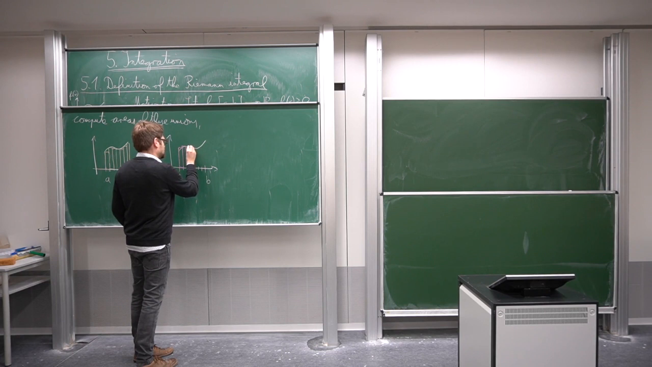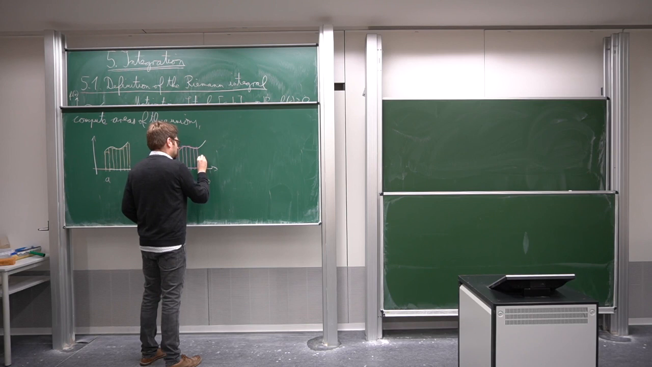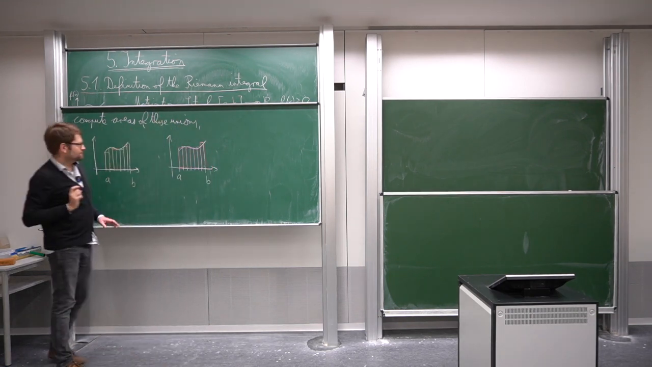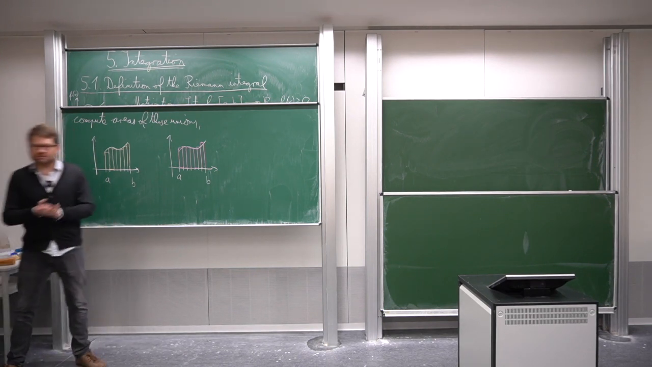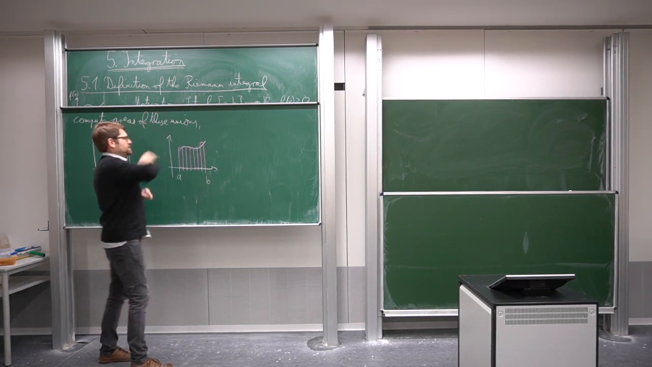Here, similar. Like this, and of course here these sides as well. Finally here. And yeah, here we go. So now we have some rectangles whose union, the area of this union, is also close to the graph, but it will be bigger than the surface below the graph because we are slightly above the graph.